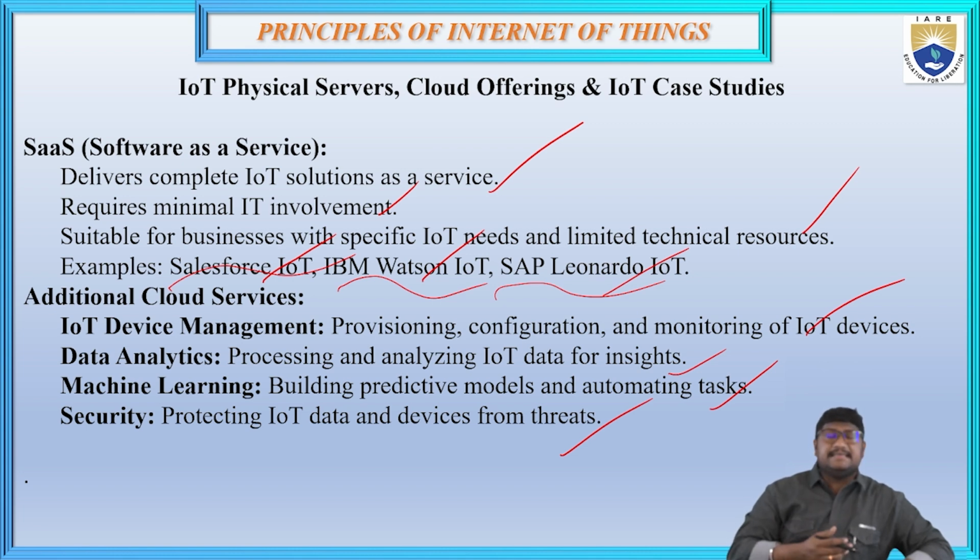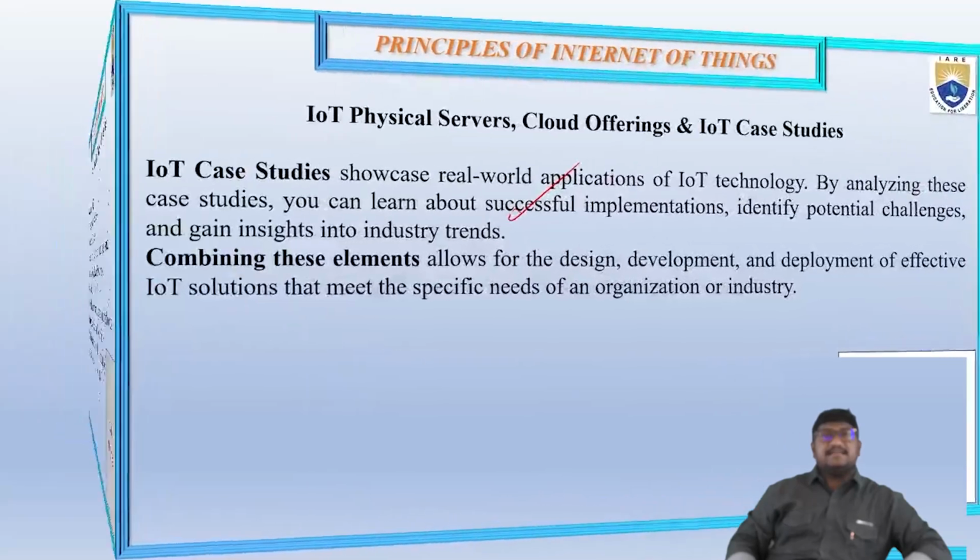And coming to data analytics, it is nothing but processing the data and analyzing the data for making good decisions. Got it, guys? And coming to machine learning, here we build predictive models for performing some automated tasks. Got it? That is what a machine learning service is. Along with that, security, which plays a major role. Why? Because we need to protect the IoT data and devices from threats, hackers, whatever you can call them. We need to provide IoT data security and protect devices from threats. These are the additional services.